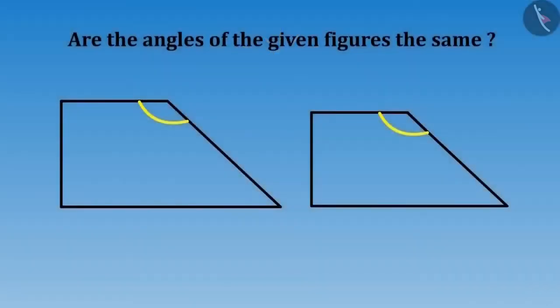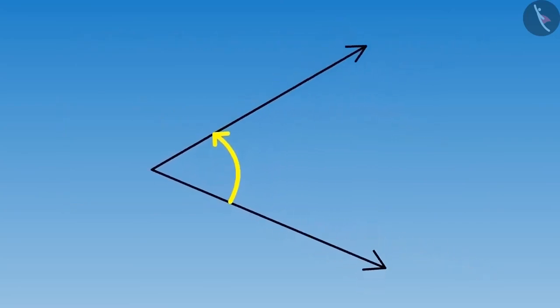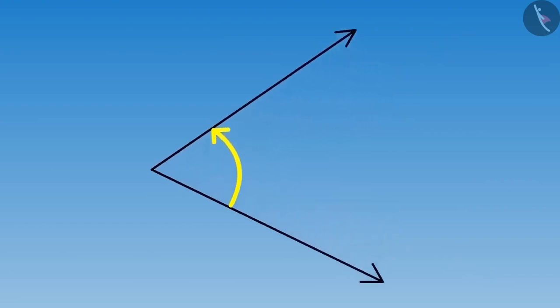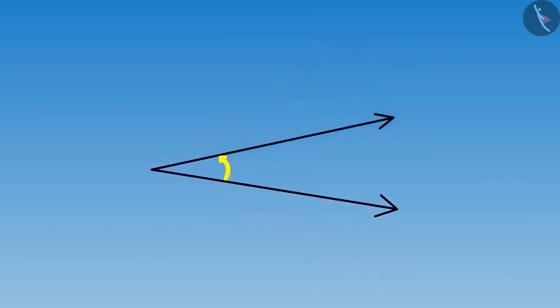No, Riva, both angles are the same. Angles do not depend on the length of their sides. They depend on the rotation between the sides. Here, if I increase or decrease the length of the sides, then there will be no change in the angle. But if I increase or decrease the rotation between the sides, then the angle will increase or decrease.